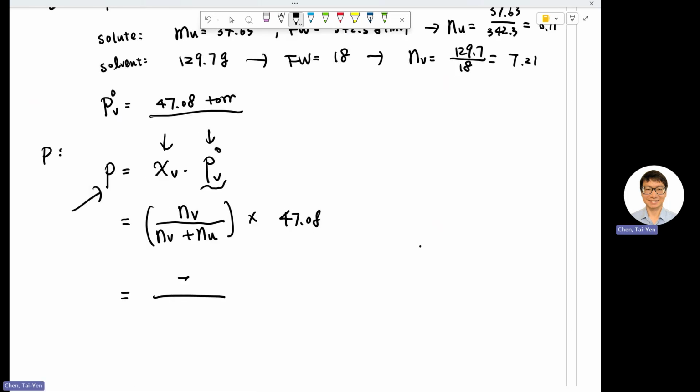Once you have that, you plug this back in. Moles of your solvent is 7.21, moles of your solute is 0.11. You do this calculation, you get a value of 46.37, and that will be your answer.